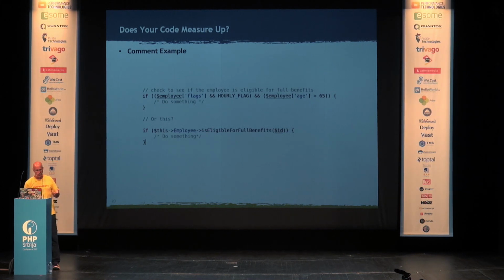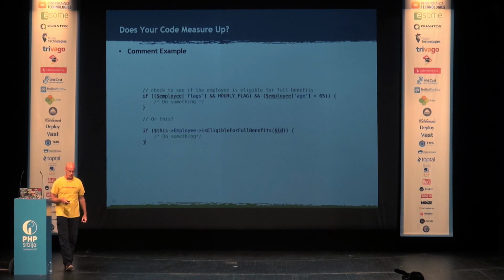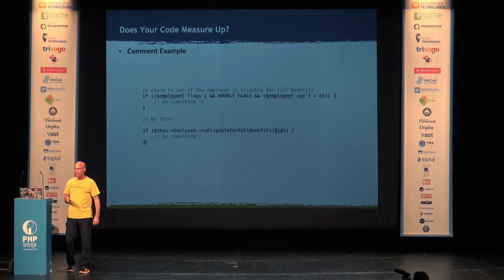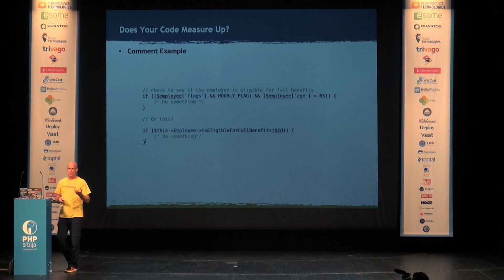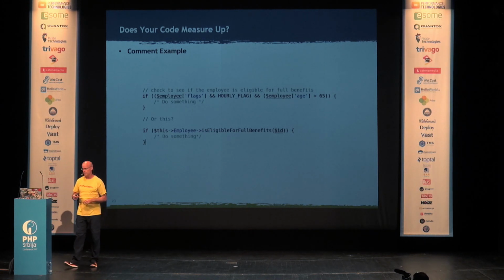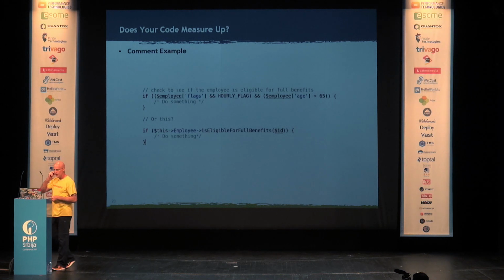As a general rule, I'm going to show a tool here in just a little bit called PHP Lines of Code, PHPLOC. It tells you the lines of code. It also tells you the lines of comments within the code. I generally aim for about 25% application-wide.